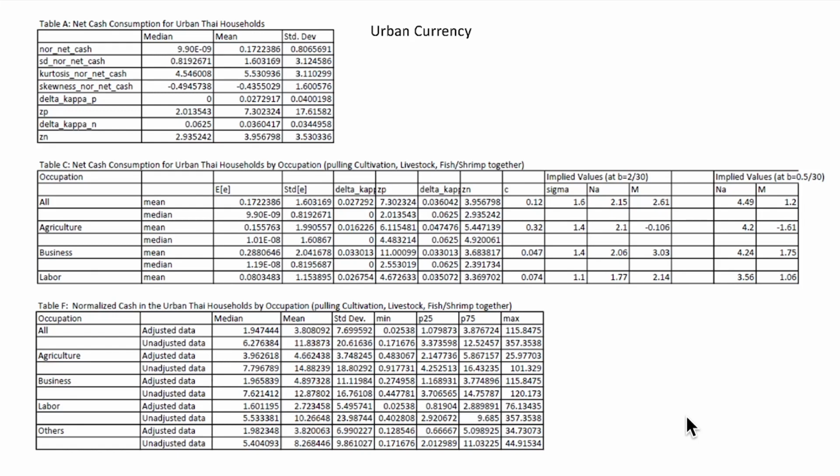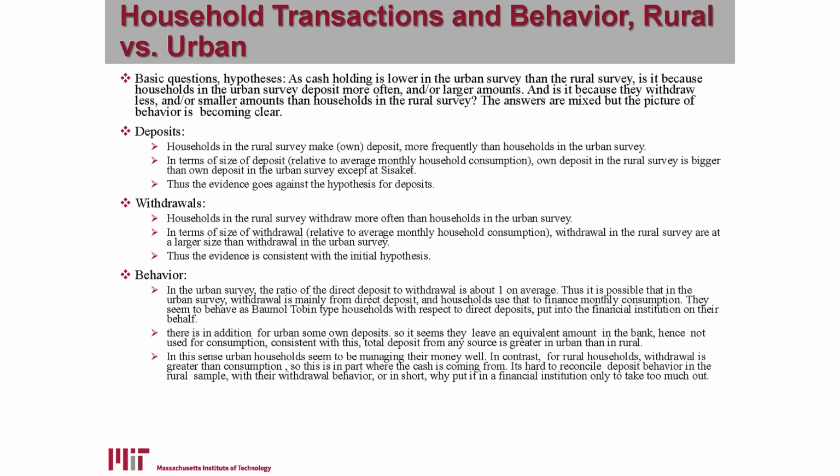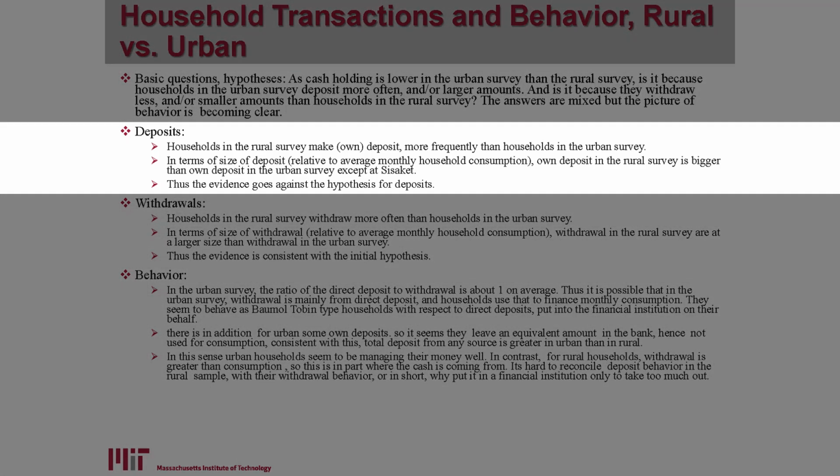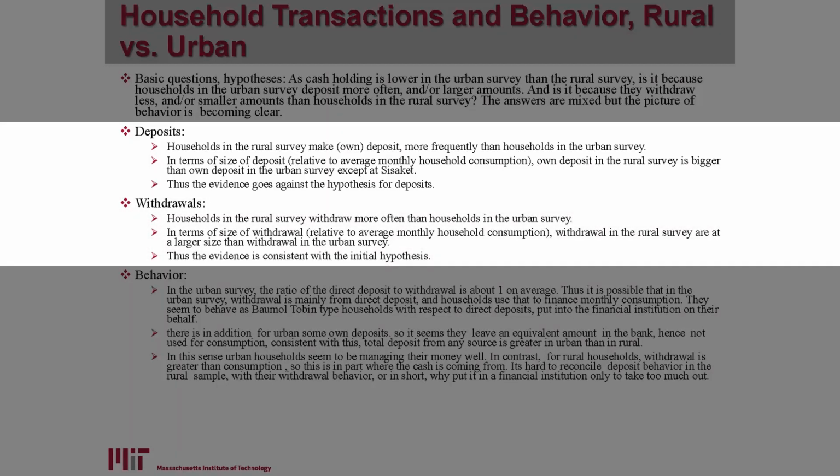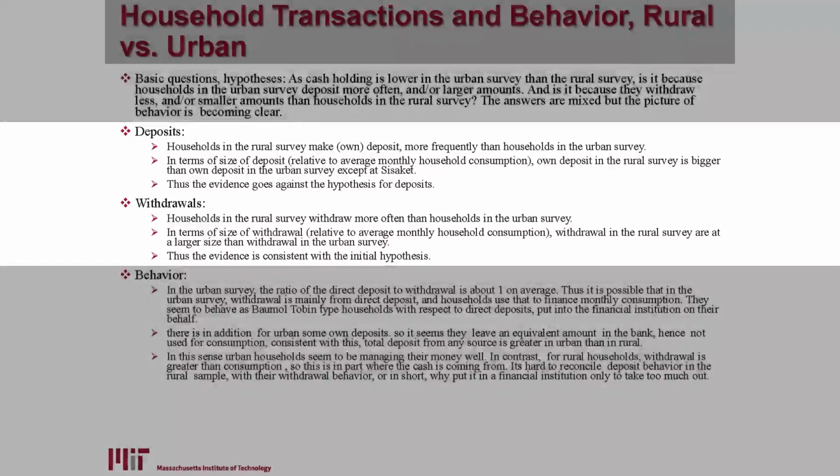We didn't get close. So now we switch into sort of the how can we understand the error that the households are making with their cash management. And the guess is several guesses. Some turned out to be correct and some not. So why would cash holdings be so much lower in the urban area relative to the rural area? Is it because households in the urban survey deposit more often and larger amounts? Or is it because they withdraw in the urban areas less and withdraw smaller amounts?